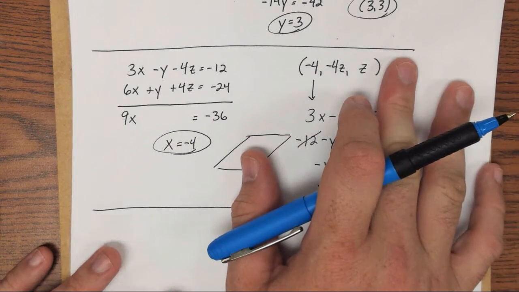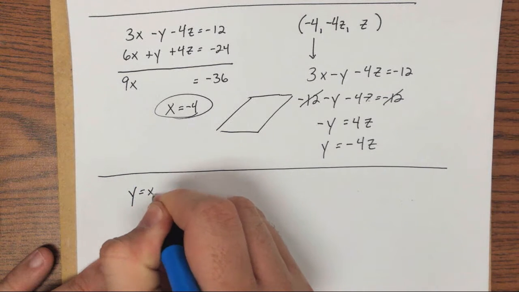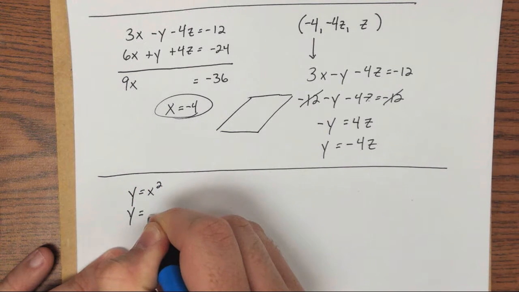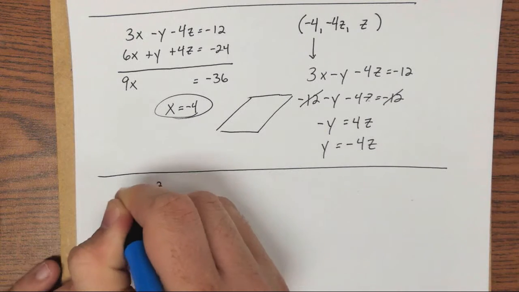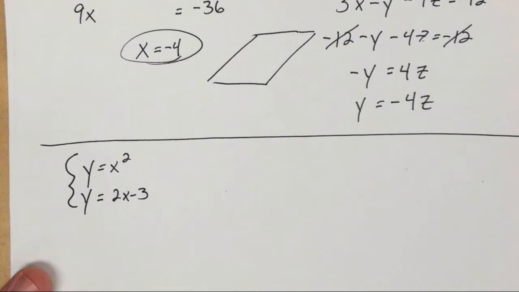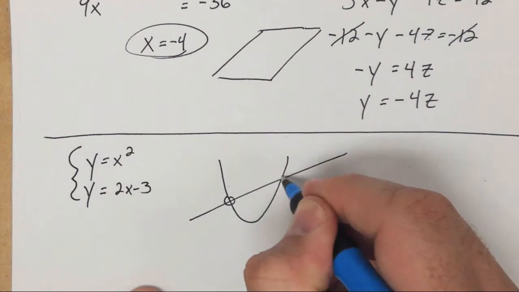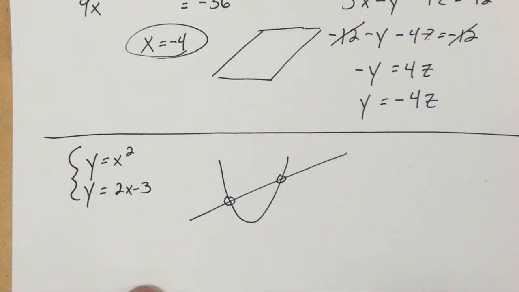previously. Today we're talking nonlinear systems, something like y equals x squared and y equals 2x minus 3. Maybe your system looks like that, to where you've got this parabola and you've got this line, you're wanting to know where those two things cross. The methods are the same. That's the reason I'm saying this is not a hard lesson. You still either do substitution or elimination. 99.9% of the time you're going to do substitution.